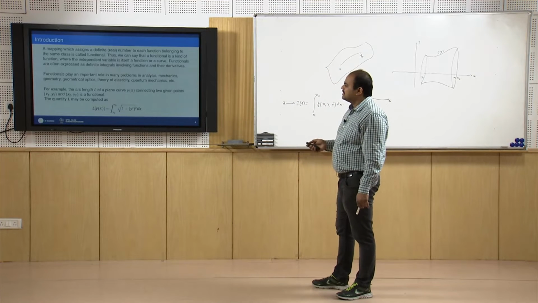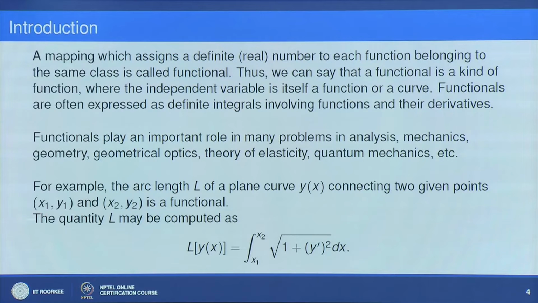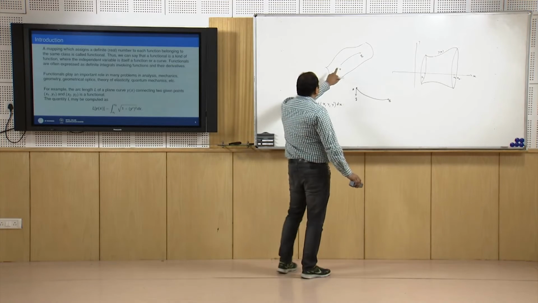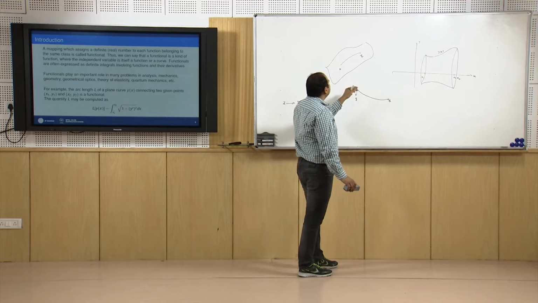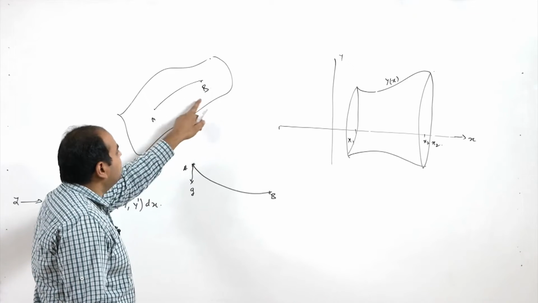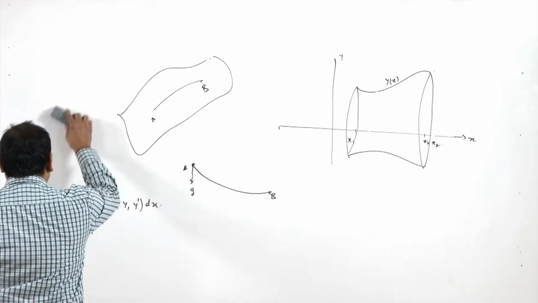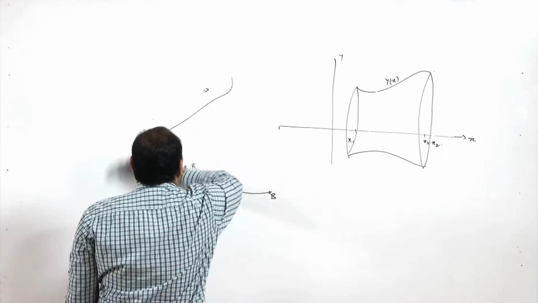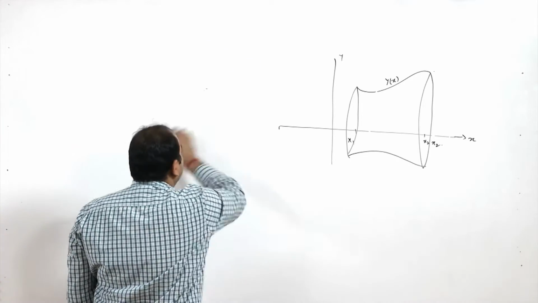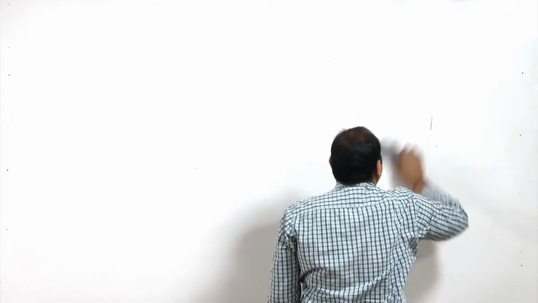For the beginning, we can say that the arc length L of a plane curve connecting two given points is also a functional. What is this? If you remember, we have a surface and two points A and B, and we try to find the minimum length of a curve connecting these two points A and B. Let us say that this surface is a planar surface, or these two points lie on an xy plane or yz plane or something like that, and we try to find the minimum distance of the curve.